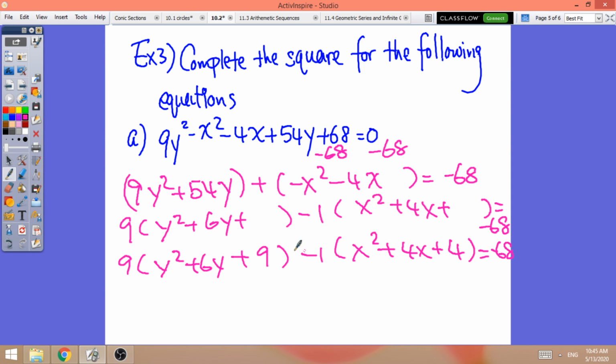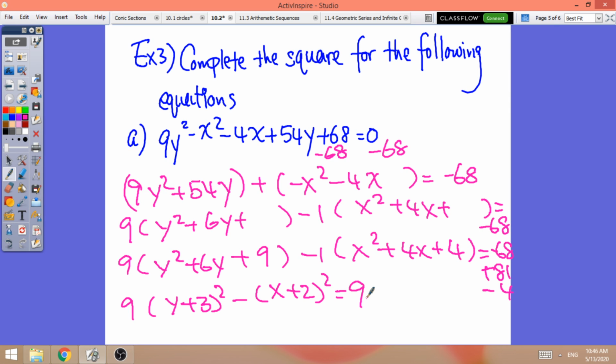So the number that we're adding on both sides here is actually 9 times 9, which is 81. And also negative 1 times 4, negative 4. That's what we're adding on both sides. And then this one we want to factor it, so 9 times y plus 3 quantity squared minus x plus 2 quantity squared. So that equals negative 68 plus 81, then that would be 13. 13 minus 4, then that would be 9.